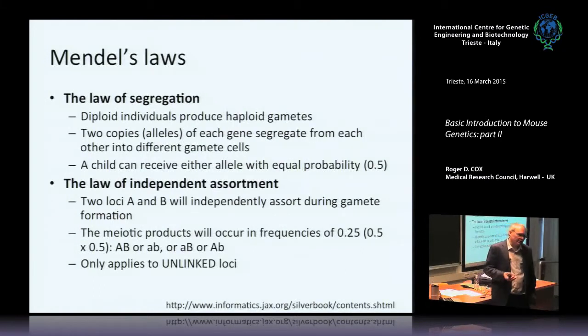obviously this only applies to unlinked loci. So you only get random assortment when the loci are unlinked, so they're not constrained by being on the same chromosome, for example. We'll come to that in a bit more detail in a minute.